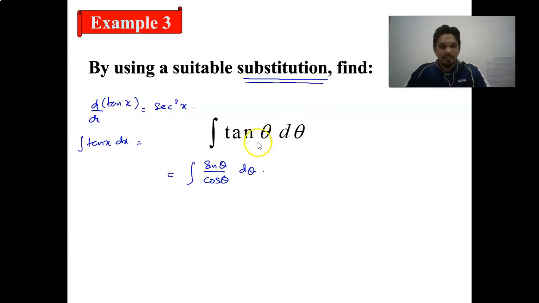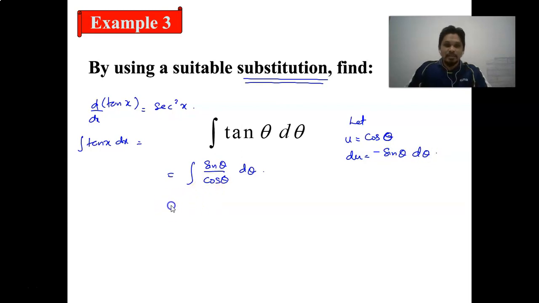Okay, so take the numerator here, sine theta, and for the denominator here, let u equal to cos theta, and du equal to the differentiation of cos, which is negative sine theta d theta.